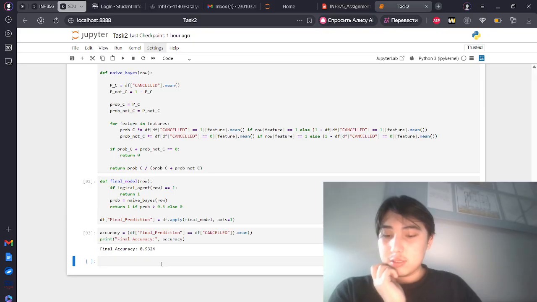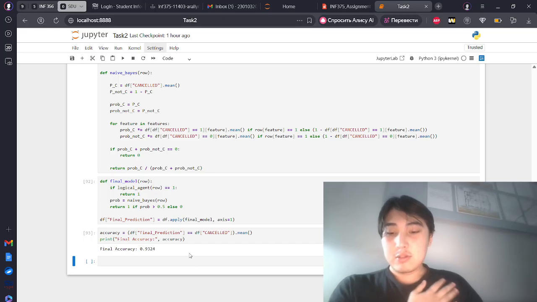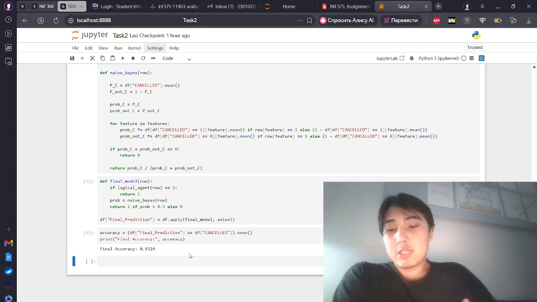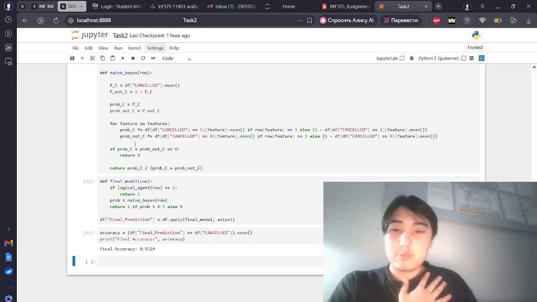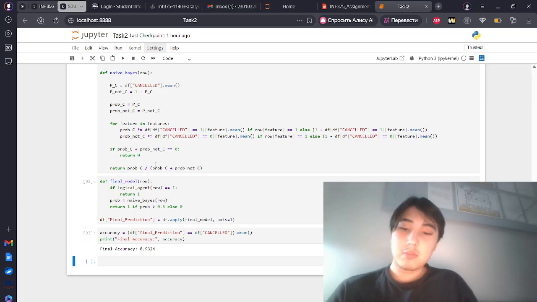And the last one is the function final model, which combines the logical agent and naive Bayes. First, it checks the logical rules. If the rules predict cancellation, it outputs cancelled. If not, it uses the naive Bayes probability. If the probability is higher than 0.5, it predicts cancelled. Otherwise, it predicts not cancelled. This allows predicting for new flights.